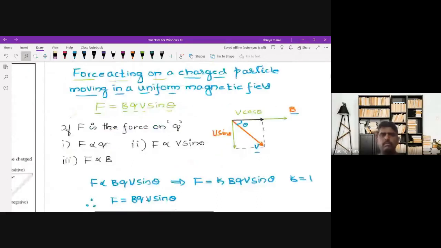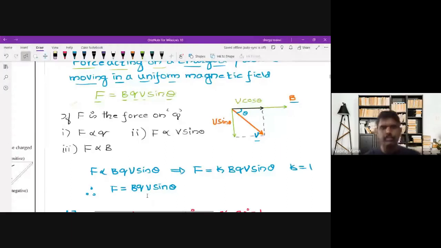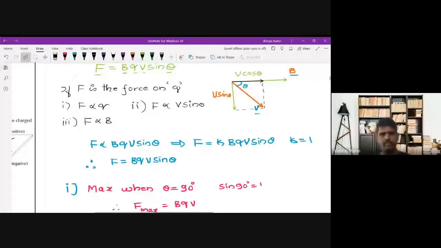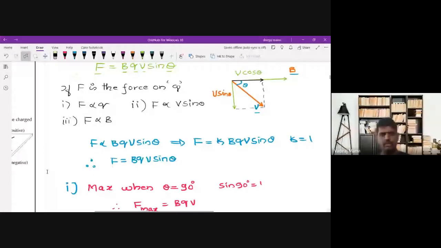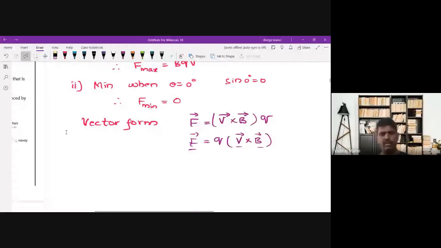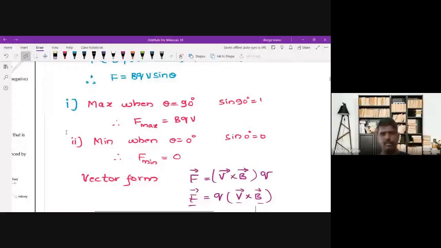Check. See any clarification? Check how you write in vector form, when it will experience maximum, minimum force and all. Okay. Now same thing you can check here also.